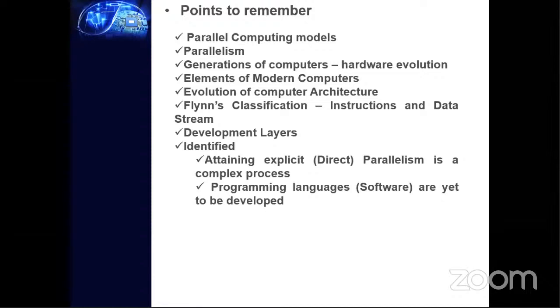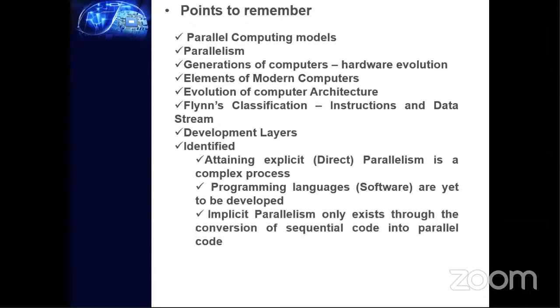So the second point we identified is that programming languages are yet to be developed. More language development is needed for parallel processing. We identified this: today, within parallel computing, even within parallel computers, only implicit parallelism is possible. Implicit parallelism only exists through the conversion of sequential code into parallel code.